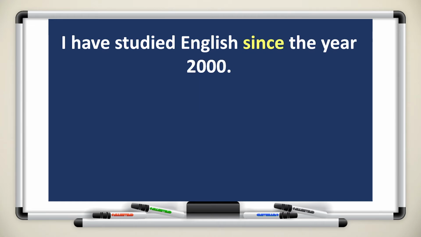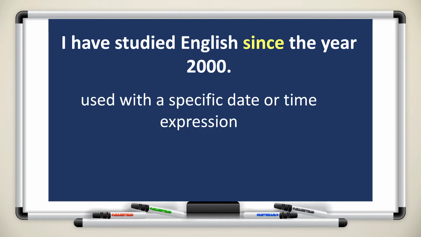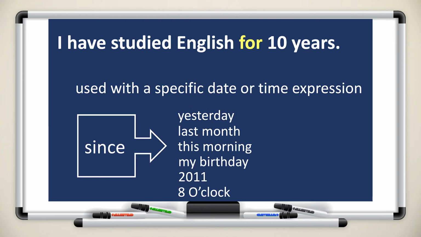Now, what do we do if we're talking about a specific date or a specific time expression? We use since. For example, if I'm going to use the same sentence, I'll say, I have studied English since the year 2000. So we can establish that we use since for specific dates or time expressions. Let's see some more examples. We can use it for things like yesterday, last month, this morning, my birthday, 2011, and 8 o'clock.